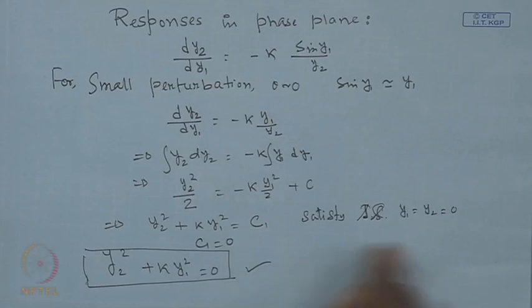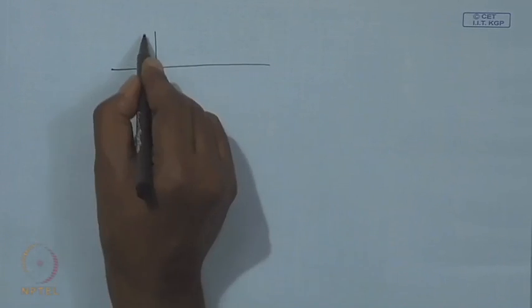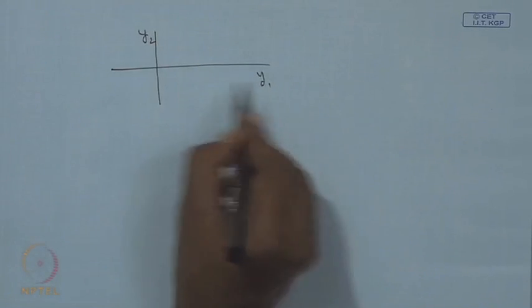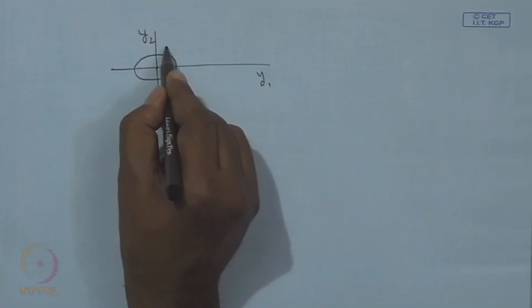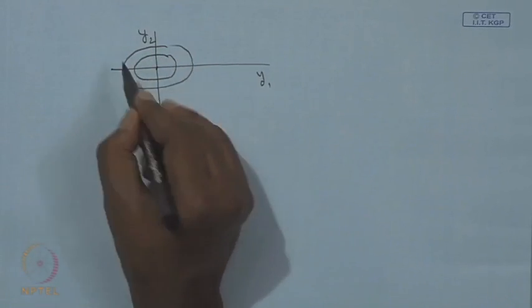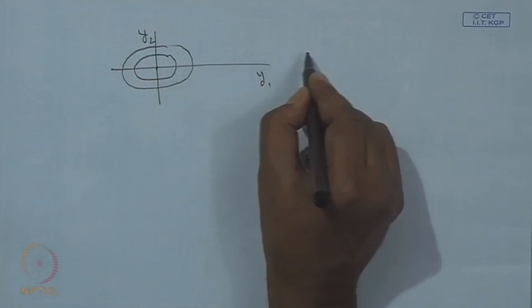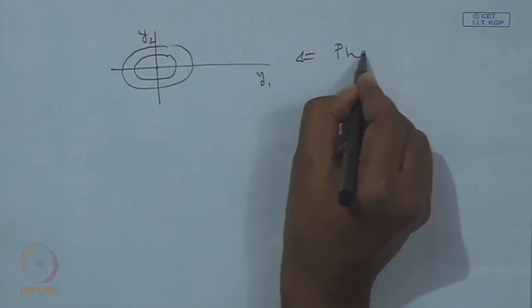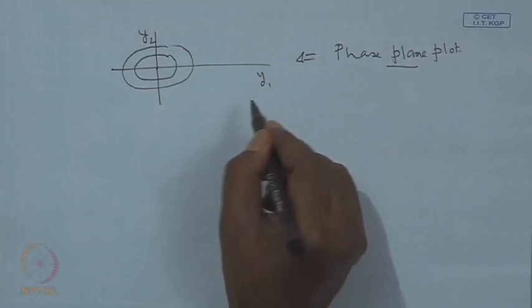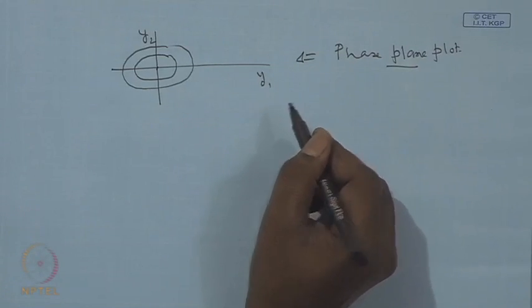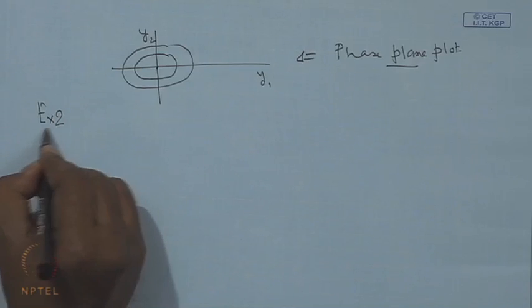Now, if you plot this equation, see what we will get. If you plot y2 and y1, we will get concentric elliptical contours for different values of c. So, that will be the response in the phase plane plot. Okay. Next, we look into the example of damped oscillation.